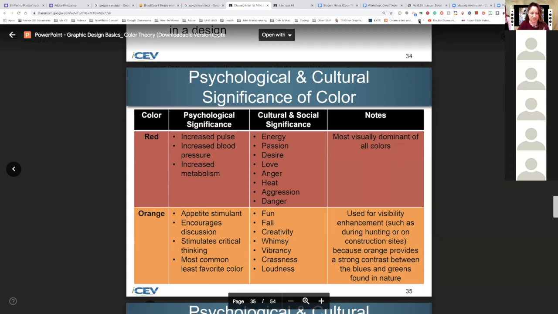When you're finished, go down to orange right beneath it and do the same. Orange supposedly makes people hungry. It stimulates the appetite. There's some other things that orange is associated with as far as fun, fall, leaves. What's the missing word for orange?